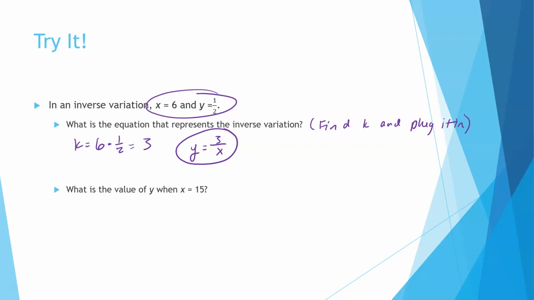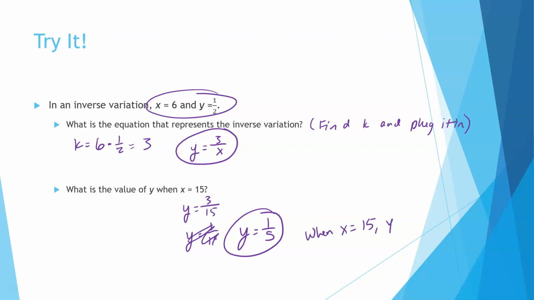And then it says, what is the value of y when x equals 15? Take that 3 over x and instead of x, I'm going to put 15. Make sure you simplify. That would be y equals 1/5. You can either write that, or write it as a whole sentence: when x equals 15, y equals 1/5. Either way for now.